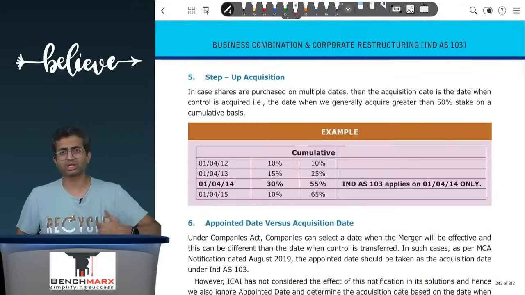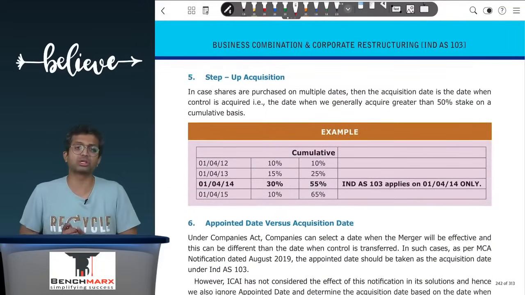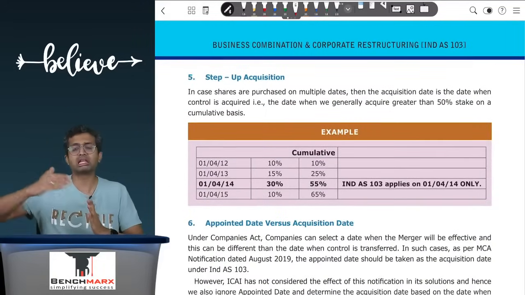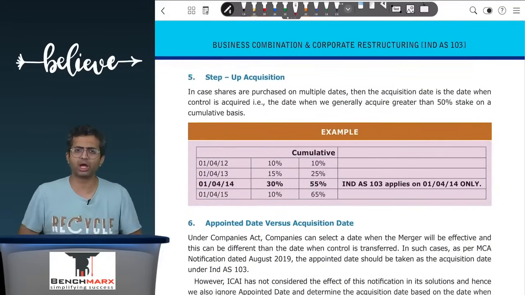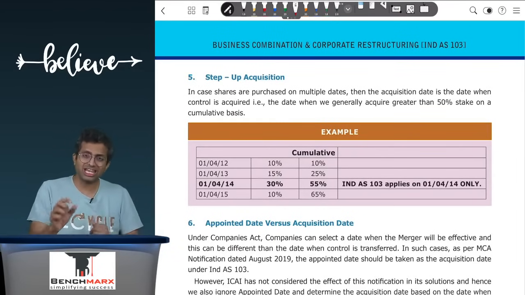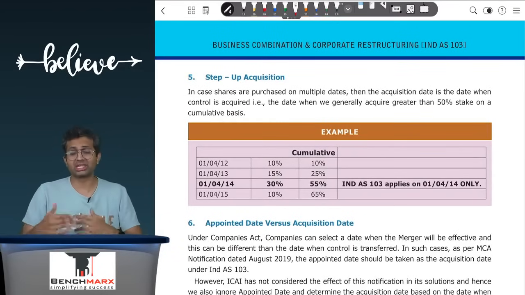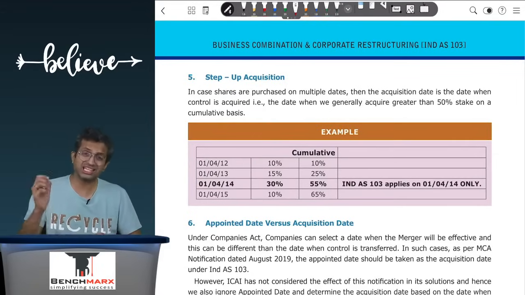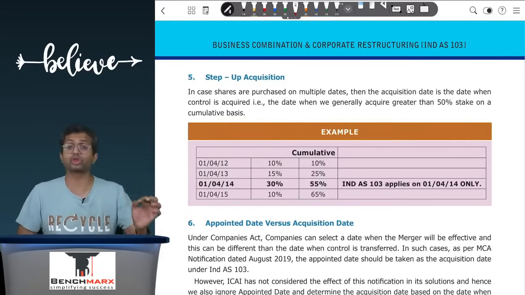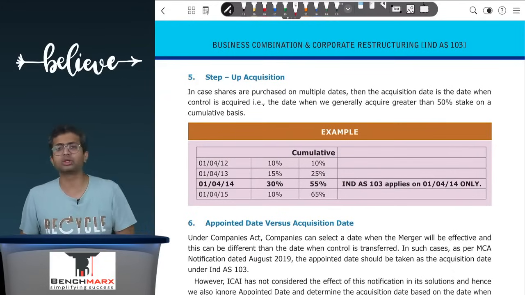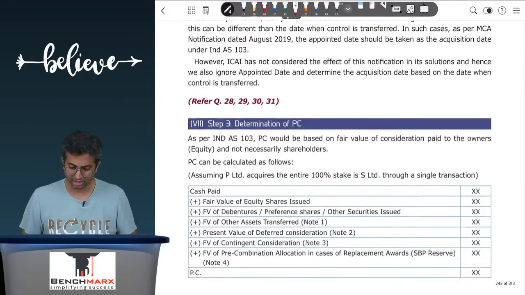Now, sometimes what can happen is something called a step-up acquisition. Under step-up acquisition, the acquisition, let us say, is happening in tranches, installments, or steps. So the date when the total stake crosses, let us say, 50% is the relevant date for the purpose of acquisition on which Ind AS 103 applies. It applies on a single date only, and that is the date when control is actually acquired.